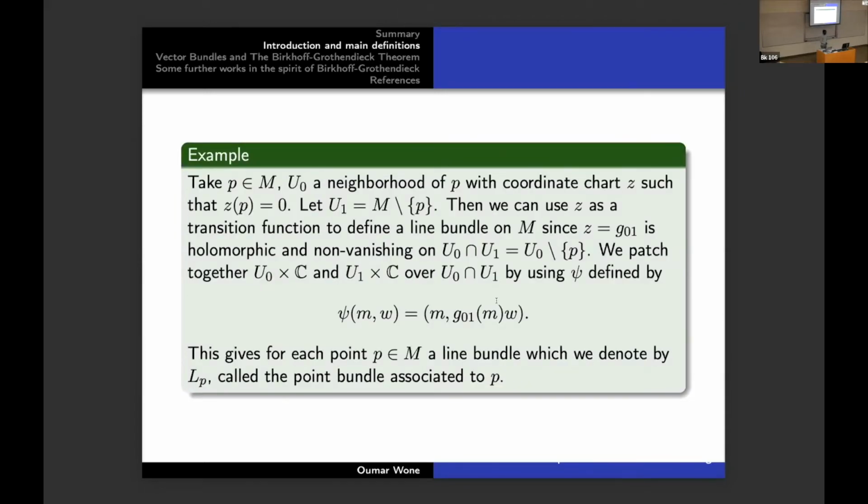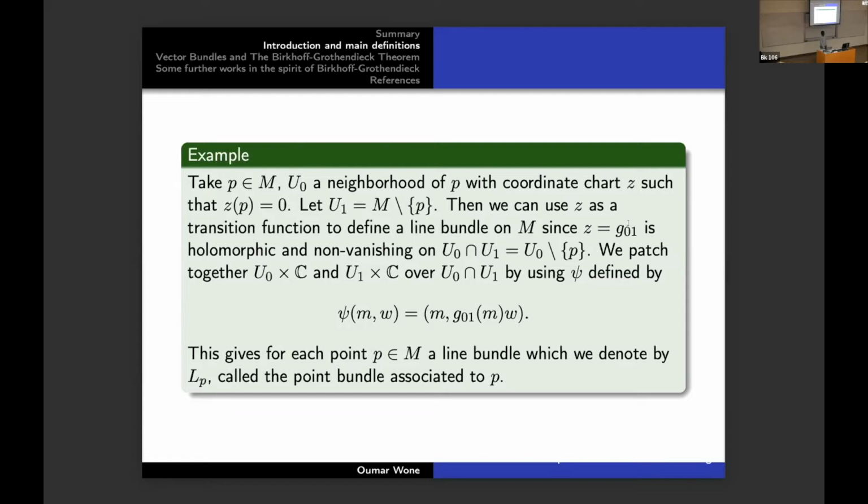Example: we take a point P in M, a Riemann surface or a complex manifold. Then we take a neighborhood U0 of P with coordinate chart Z, such that Z of P is 0. And we take U1, which is M minus P, and then we use Z as the transition function to define a line bundle on M.